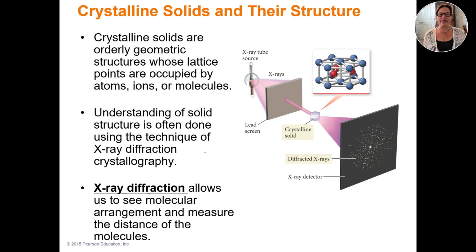So we're going to talk briefly about X-ray diffraction. You just have to understand it on a definition basis. All X-ray diffraction is doing, by way of bending light, is allowing us to understand how these crystalline solid formations are put together. It allows us to see the molecular arrangement and measure the distance of the molecules in that solid.